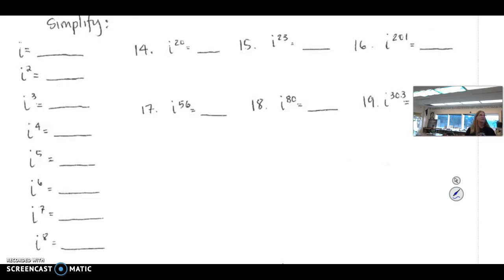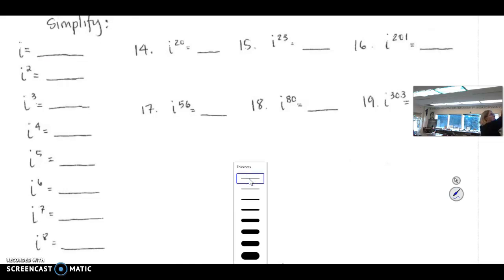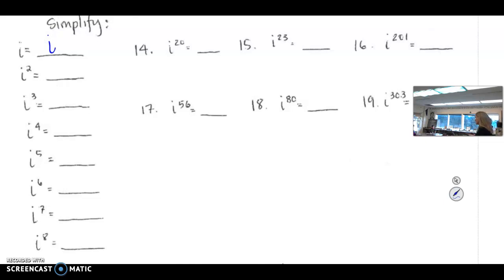So i, remember, is the imaginary unit. It's equal to the square root of -1, but I'm just going to say i equals i, because we're going to put everything in terms of i, or a number. So what is i squared? -1. Very good, Nate. Okay, so then this next part we haven't covered yet.